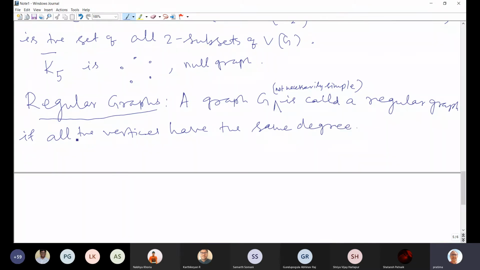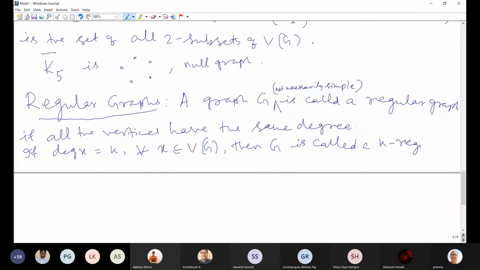If all the vertices have degree, say k, then we say this is a k-regular graph. If the degree of all the vertices is equal to k, that is, for all x belonging to the vertex set of G, degree of x is equal to k, then G is called a k-regular graph.